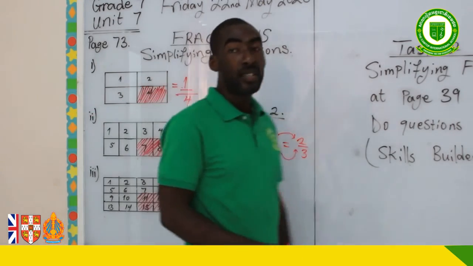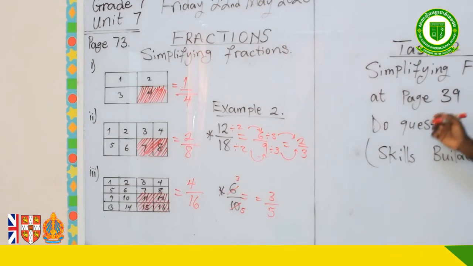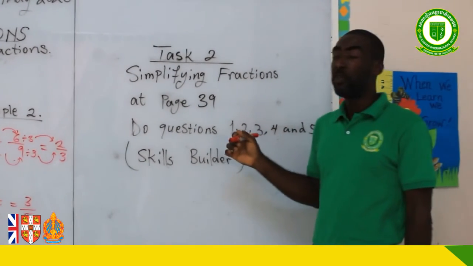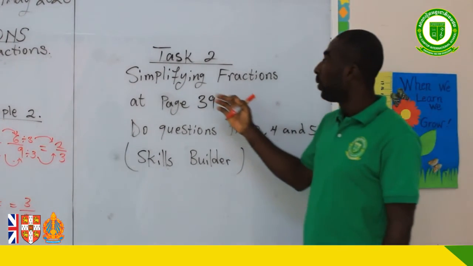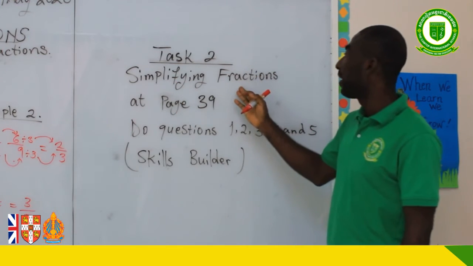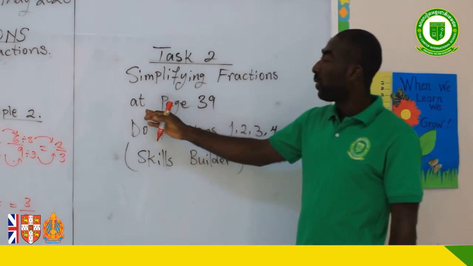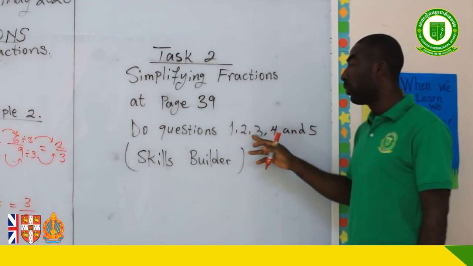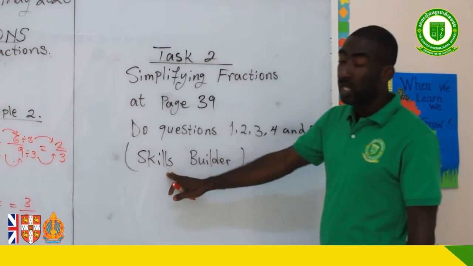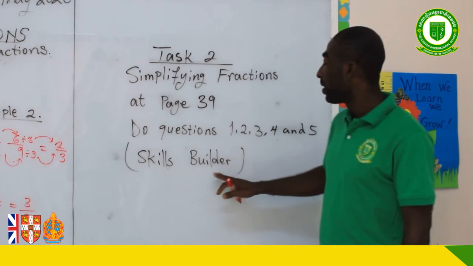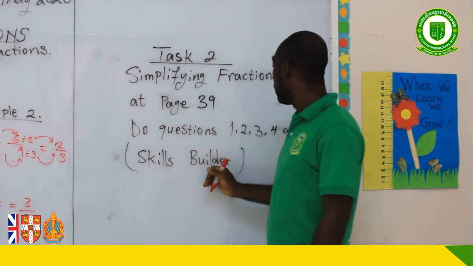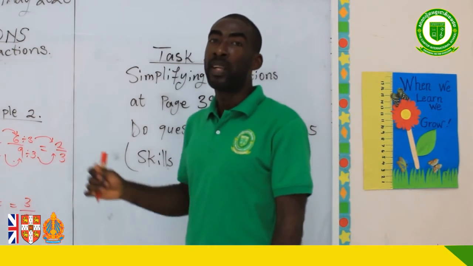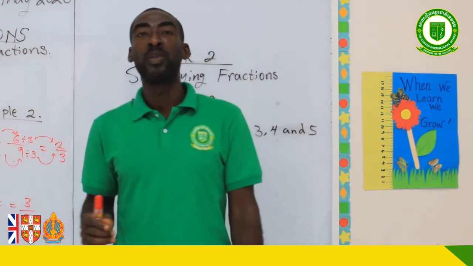Okay, so let's move to our second activity on this video. We are doing times 2. We are still doing simplification, or simplifying our fractions. We will pick our exercise from page 39. We are doing questions 1, 2, 3, 4, and 5. You will see this exercise in the Skills Builder section of your textbook. So I want you to provide me answers on these questions so that we can move to our third video. Thank you. See you in our third video.